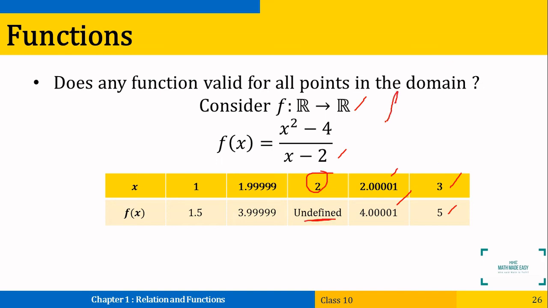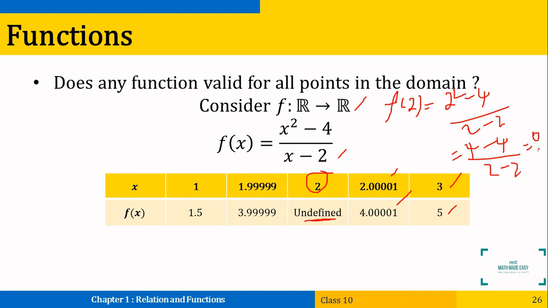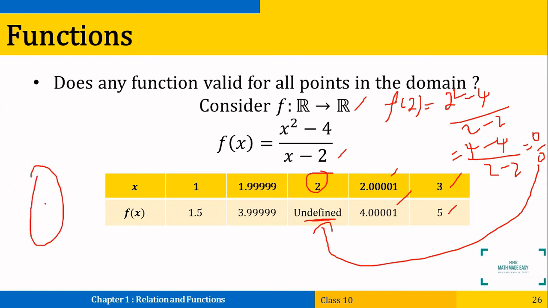So, at the point f of 2, which is nothing but 2 square minus 4 divided by 2 minus 2, which is 4 minus 4, that is 0, divided by 0, which is actually 0 by 0. Yeah, it's undefined. So, this relation can't be a function because at the value 2 we don't know where to map. In the domain R we have 2 and here is the codomain R. We don't know where to map this undefined value. So, this relation is not going to be a function.